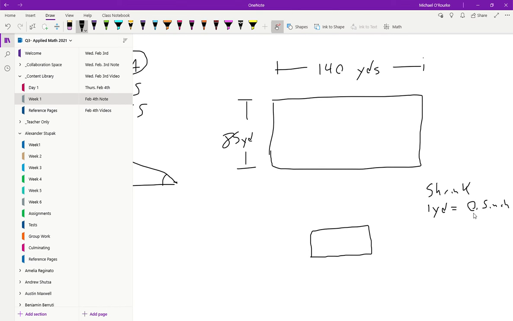And I want 1 yard to equal a half inch. Or even let's go half centimeter. Now don't worry about conversions here, okay? We're not converting yards to centimeters. How long is this side going to be in centimeters?